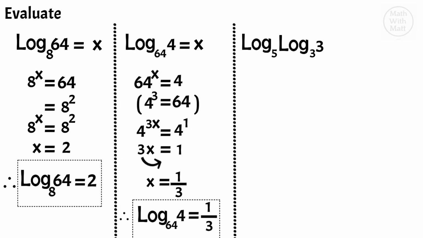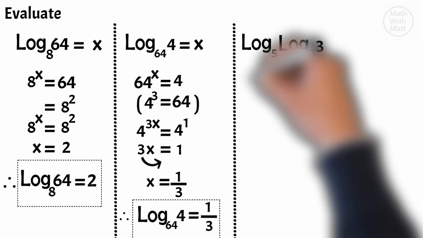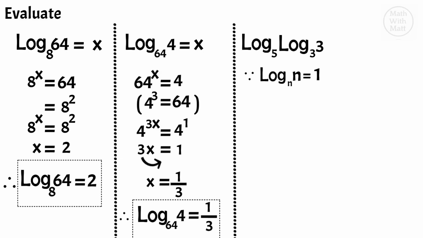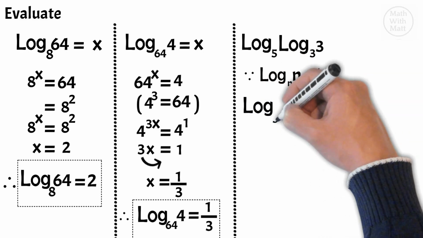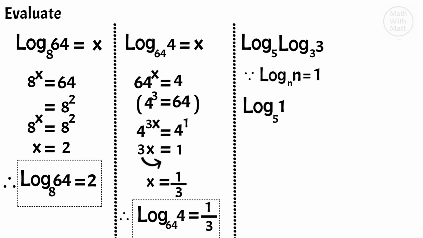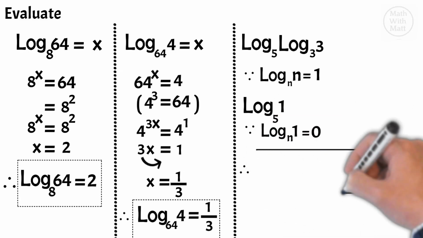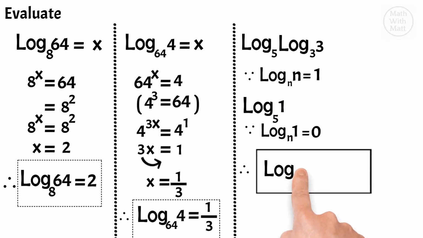So we solve log to base 3 of 3 first. And as we know, log of a number to the same base is always 1, so for log 3 to base 3, we get 1. Now we solve log base 5 of 1, and here we know, log to any base of 1 is always 0, so the log to base 5 of log to base 3 of 3 is 0.